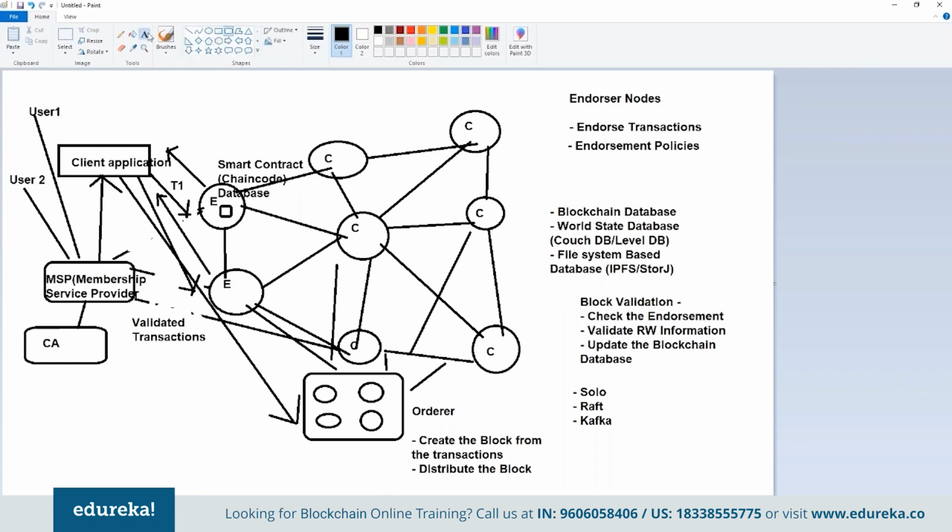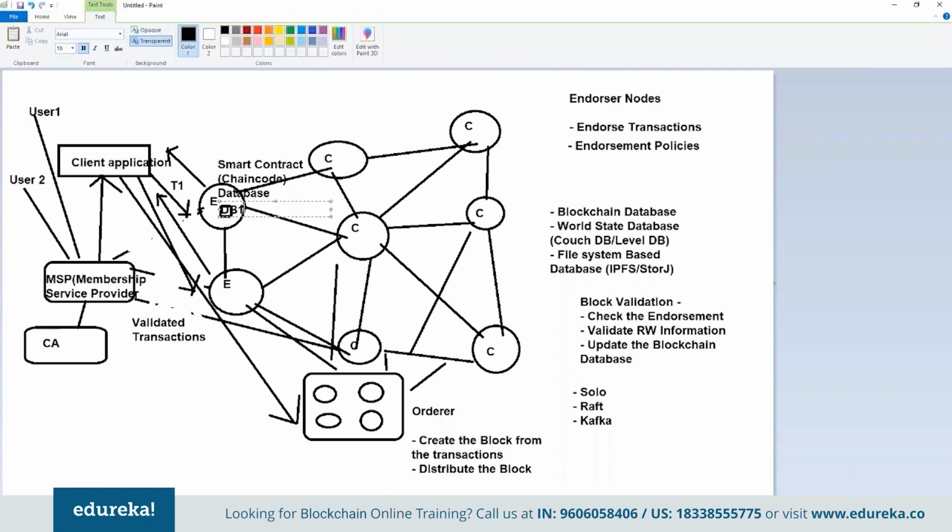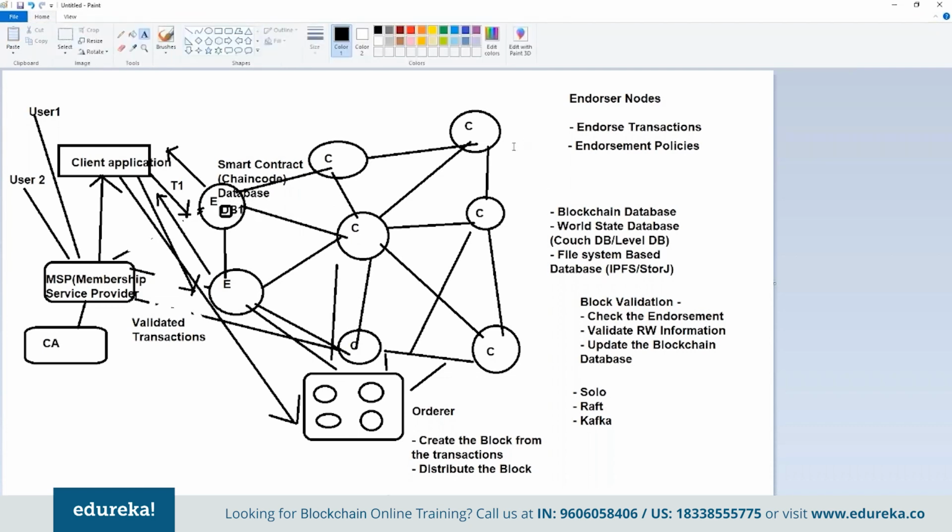Now there can be other networks which might need these nodes. Maybe this is a committer node here, and this might be an endorser node in some other network. You can take the example of two different hospital chains which are not interacting with each other, and there are doctors associated with both networks. They will have common points in both networks, right? So they will be part of multiple channels.